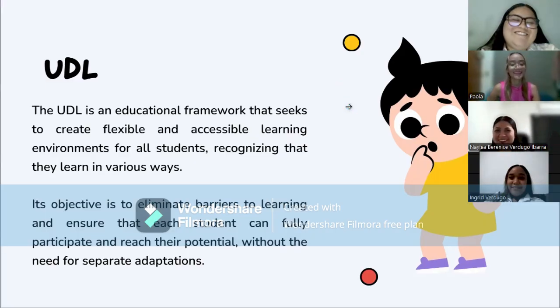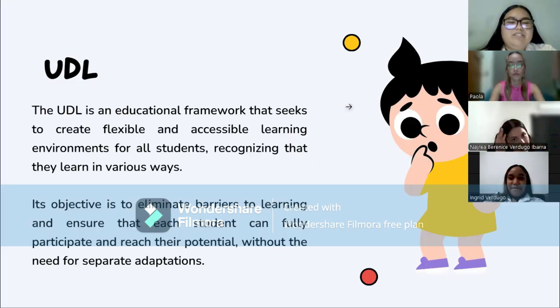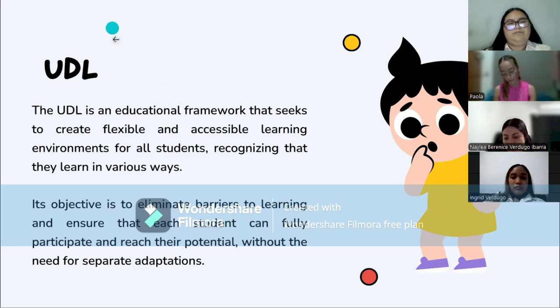Sorry. What is the UDL? The UDL is an educational framework that seeks to create flexible and accessible learning environments for students, recognizing that they learn in various ways. The objective is to eliminate barriers to learning and ensure that each student can fully participate and reach their potential, without the need for separate adaptations.